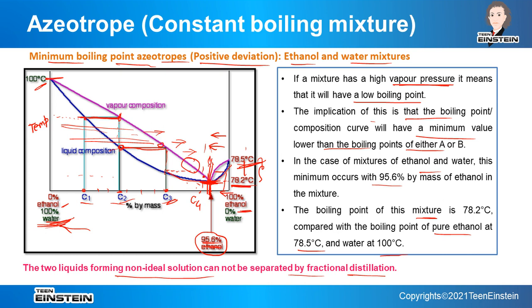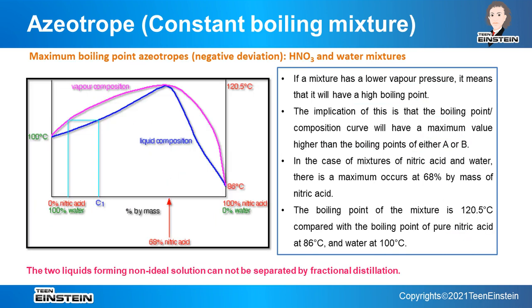until this point it is fine, but once you reach this point, now in the vapor phase there will be only ethanol, because we are moving from right hand side to left hand side. So now the water will be in the distillate, and in the original flask there will be a mixture of water and ethanol. Okay, so this is the example of minimum boiling point azeotrope, and next we will see what is maximum boiling point azeotrope.